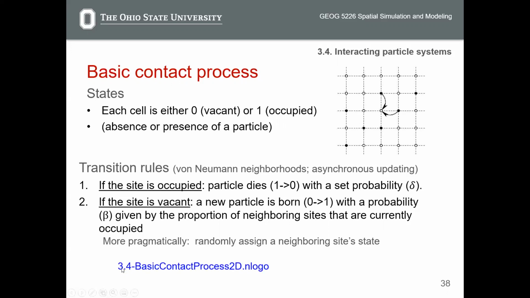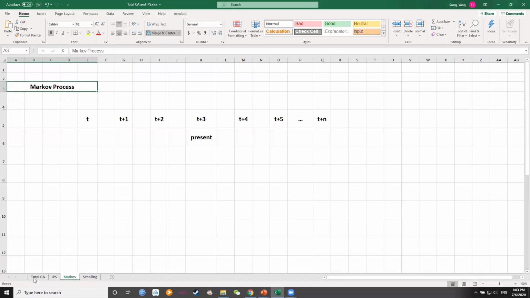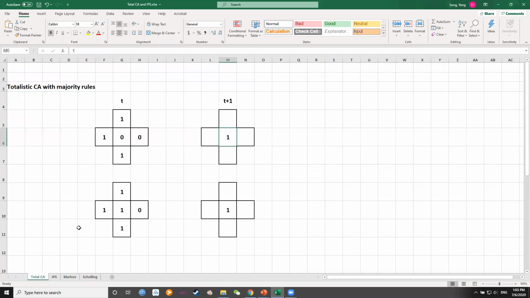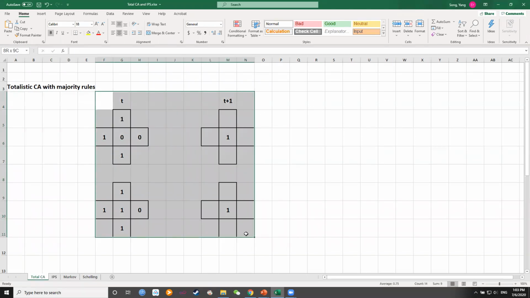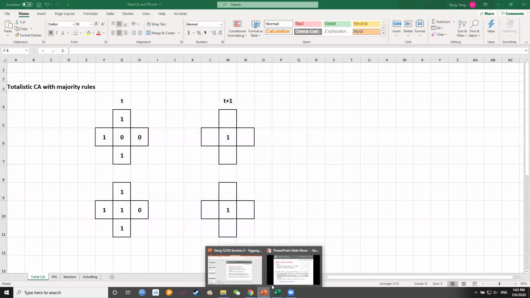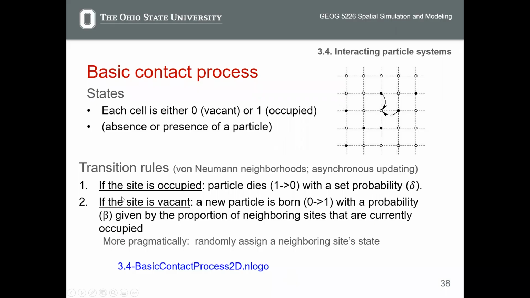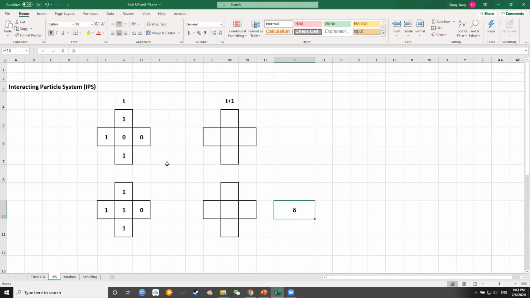So here is a model from your model library to show this basic contact process. I will leave it to you, but now more importantly, I'm going to show you the difference. I'm going to compare total CA and IPS. I just reviewed total CA with majority rules, right? There is no randomness. But given these two rules, especially rule number 2, what is going to happen in basic contact IPS? Okay, let me show you.